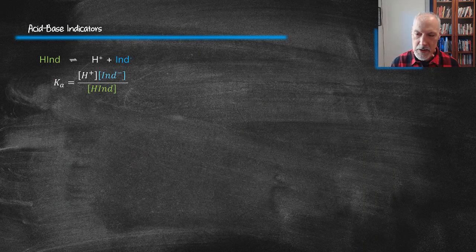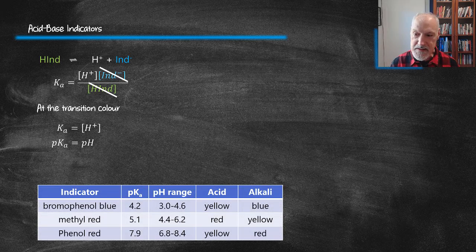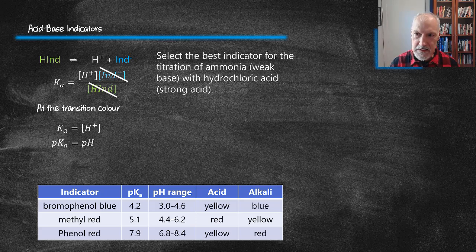Indicators can have an acid constant, and at the point of transition, when we're moving from, in our case, a green to a blue ion, those two concentrations would be equal and hence cancel out. So the Ka, the acid ionization constant, would equal the hydrogen ion concentration, or the pKa would equal the pH. In your IB data booklet, you have a list of indicators and their pKa, which is the ideal pH at which they change color. Let's take a look at a question involving this data.